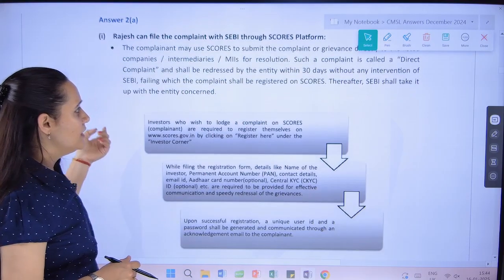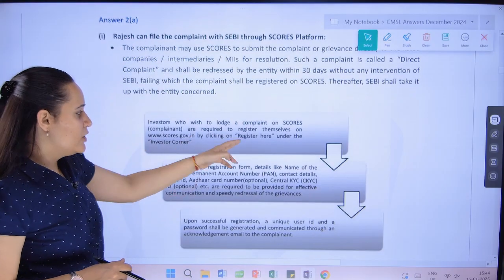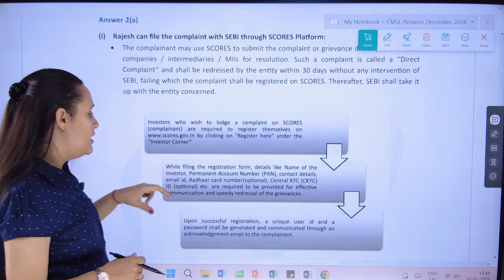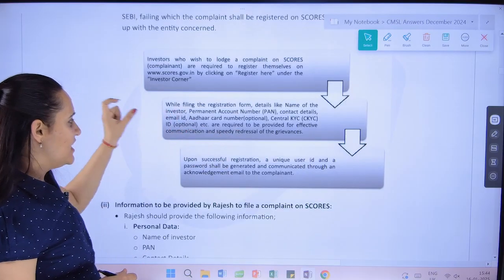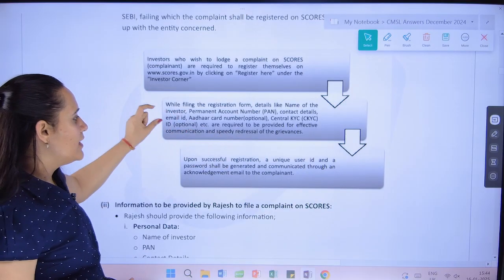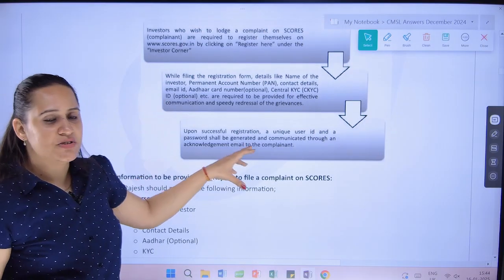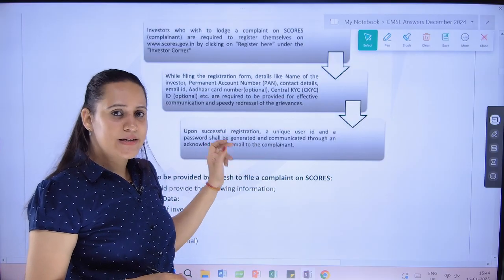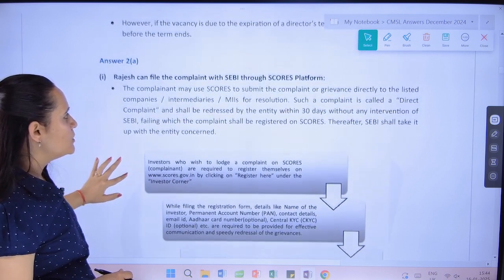Basic thing is he has to go to the SCORES website, click on register here, investor corner, and create a profile for himself. Then he is going to give his personal details: permanent account number, name, KYC, Aadhaar, all that, and he is going to submit and create his profile. Once his user ID and registration is done, he can file a complaint by giving the actual details and clicking on the submit button. That is how he is going to file a complaint on the SCORES mechanism.